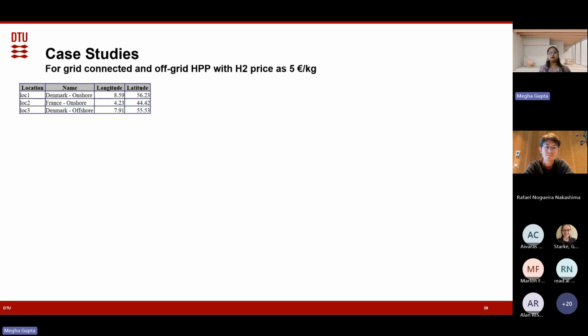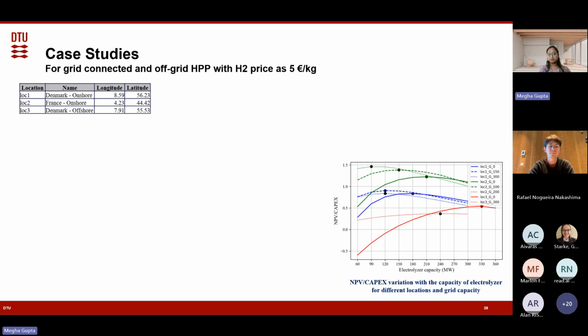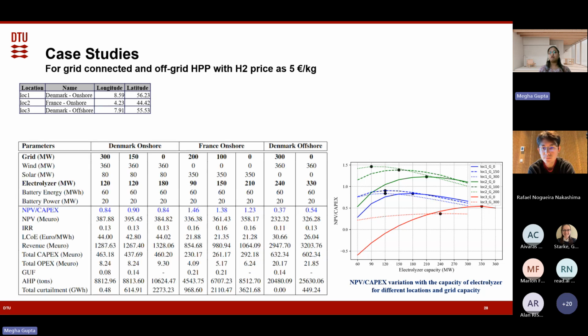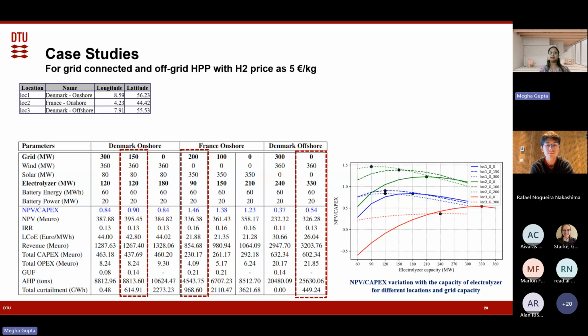And then there is one more case study that we have done with offshore case as well, and for grid connected and off-grid hybrid power plant both. So what we have tried to do is we have tried to change the electrolyzer capacity and the grid connection capacity for all these three locations. And what we have observed is that for Denmark offshore, for example, the last one, it is preferred that we don't have any grid connection, rather going for a very large size electrolyzer. Because as I said, the grid connection cost with the offshore configurations are pretty high. So it's fine, like if we live up with the islanded hybrid power plant just producing hydrogen.